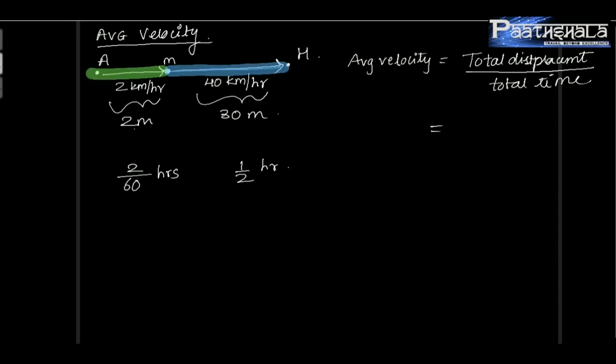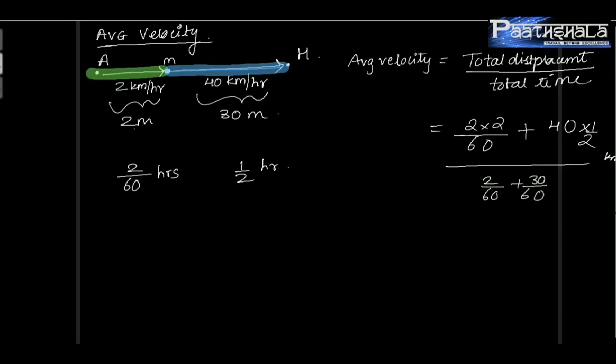Okay, so 2 into 2 by 60. 2 into 2 upon 60 kilometers is traveled by Aditya in the first 2 minutes plus 40 into half is traveled by Aditya. These many kilometers are traveled by Aditya. Okay, whole divided by total time. So what is the total time for which Aditya travels? 2 by 60 plus 30 by 60.